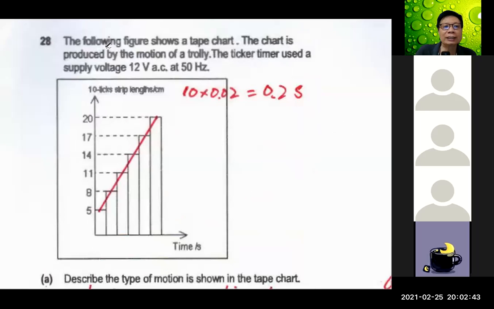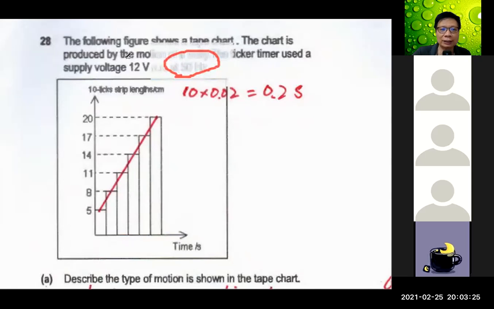Okay, the question is, the following figure shows a tape chart. This is a chart made from ticker tape. So you cut the ticker tape based on a graph paper you can design. The chart is produced by motions of a trolley. The ticker timer uses power supply 12 volts and 50 hertz. Important is 50 hertz. 50 hertz means 1 second can punch the paper 50 times. So you have 50 dots already, right?